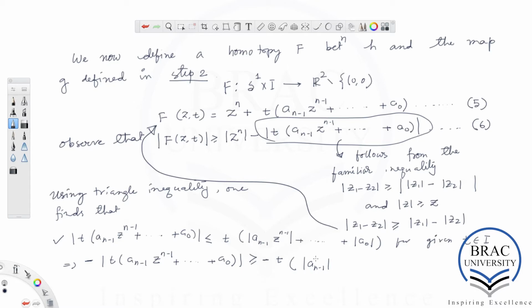So we use the fact that mod of z raised to any power is going to be equal to 1, since z is a point on the unit circle. So that is the reason we're just writing it as mod of a n minus 1 plus all the way up to mod of a0. Okay, so let me write it here. Since mod of z to the n is equal to 1 for all n in the set of integers, as z belongs to the unit circle.